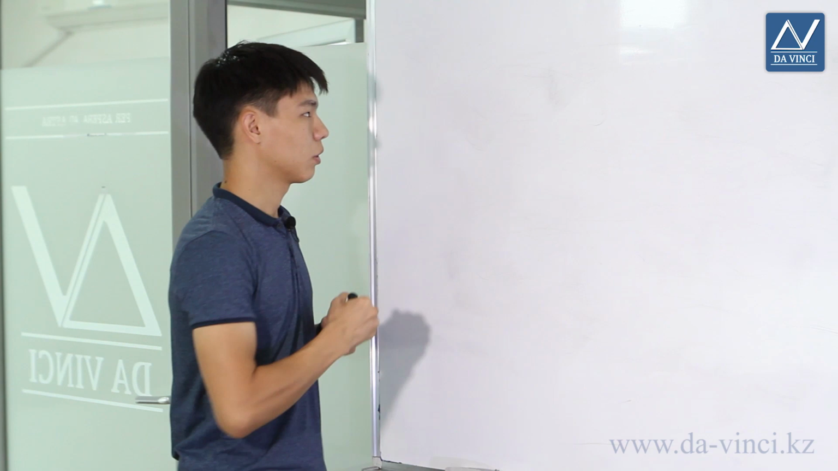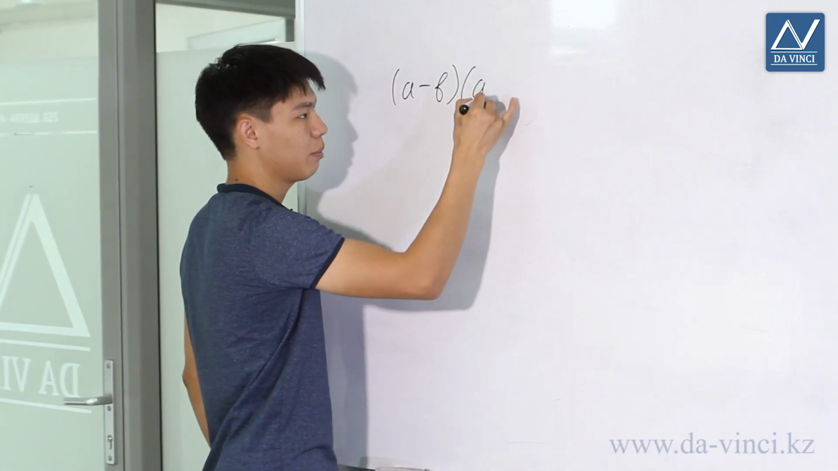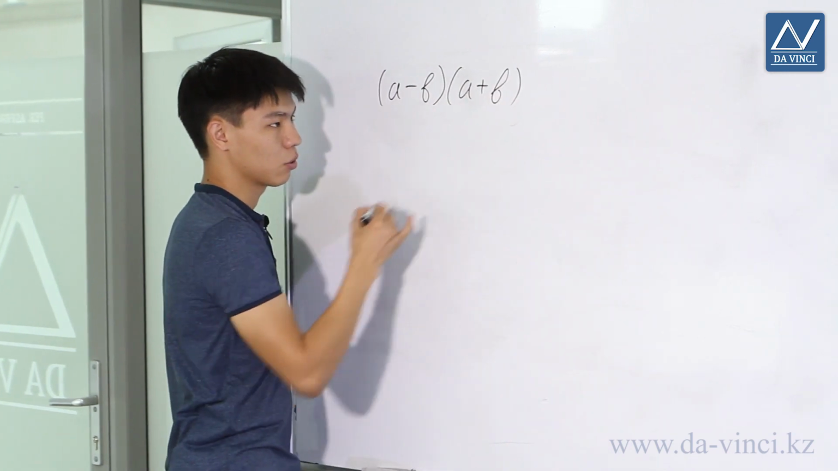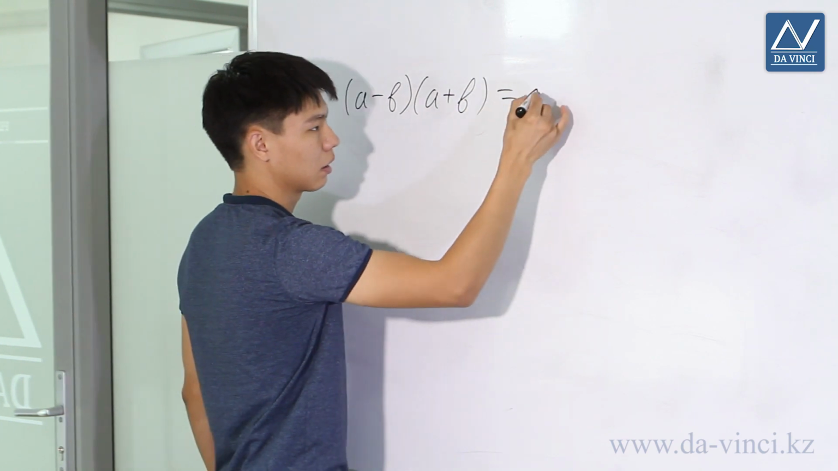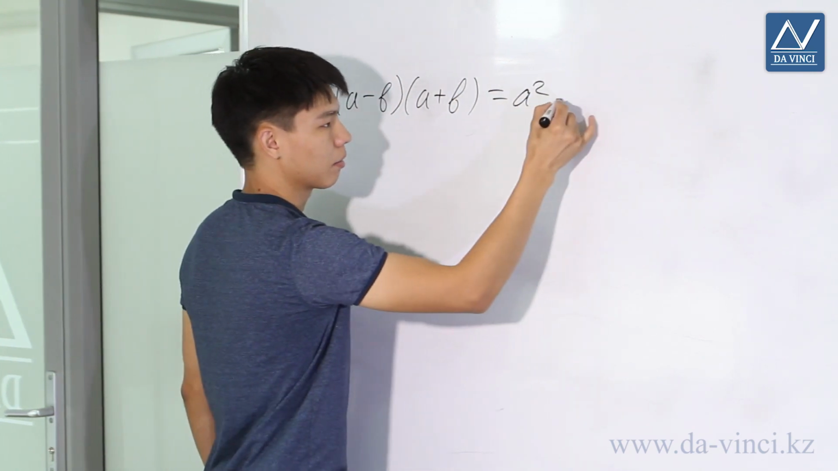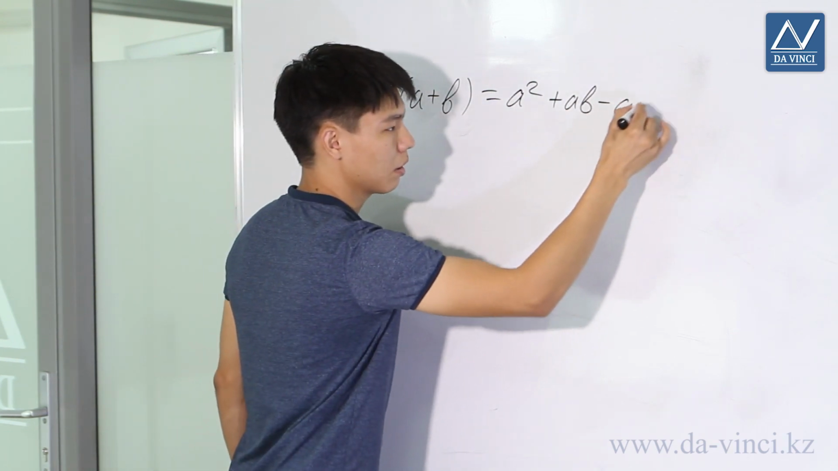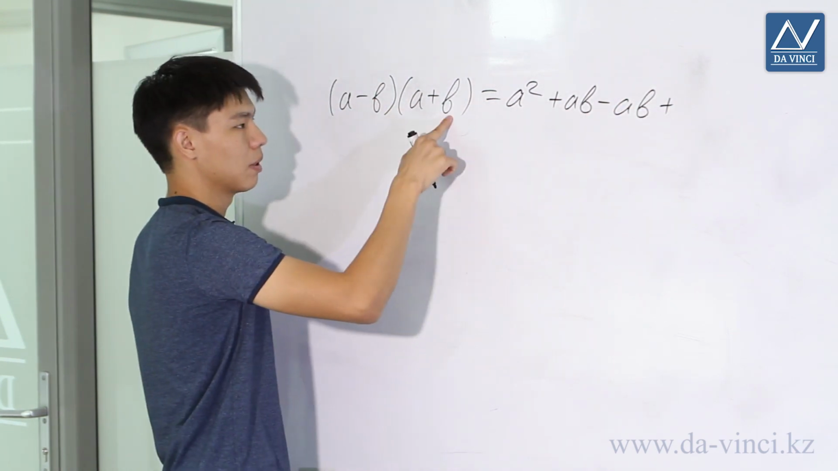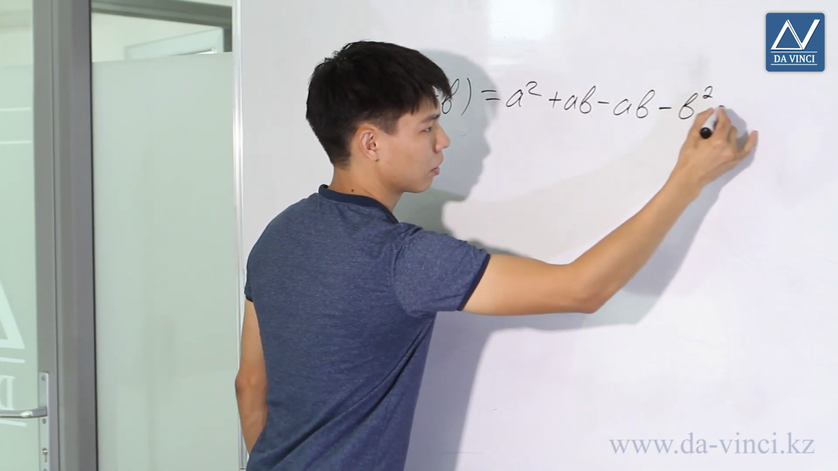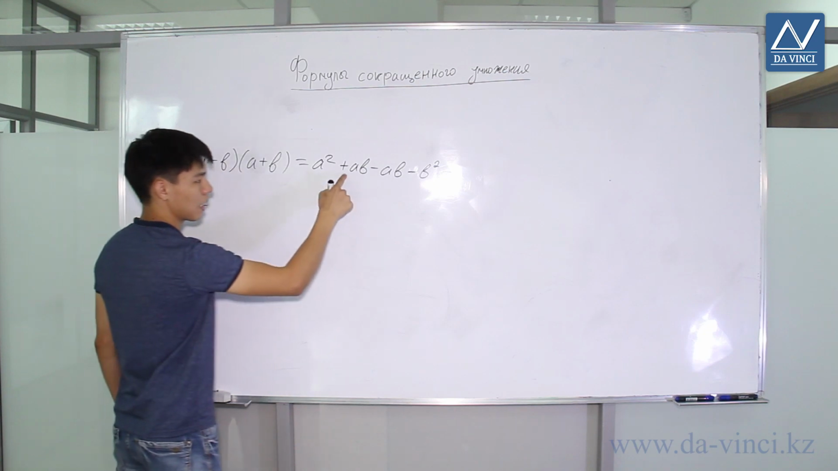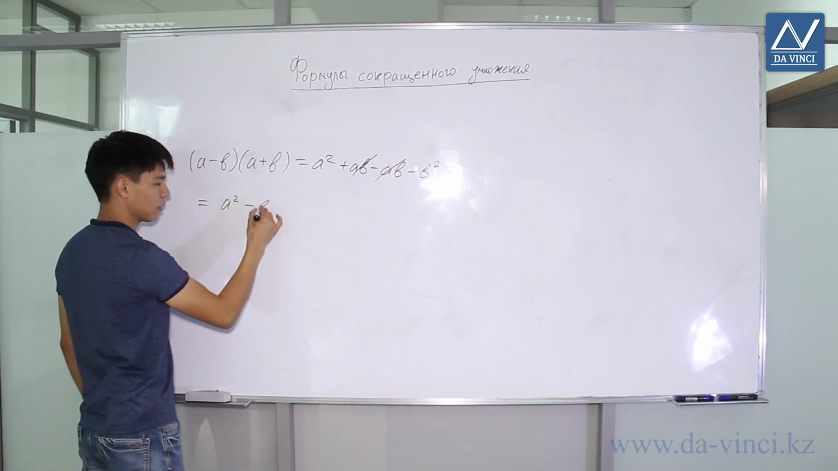Let's consider one more formula. Let's multiply the expression a minus b by a plus b. What will we get in this case? We multiply according to the usual rule of multiplying polynomials. A by a is a squared, plus ab, minus b by a, minus ab, plus b by b, minus b squared. We see that the terms in the middle cancel each other. It turns out a squared minus b squared.